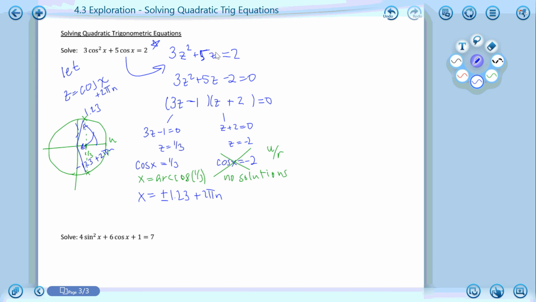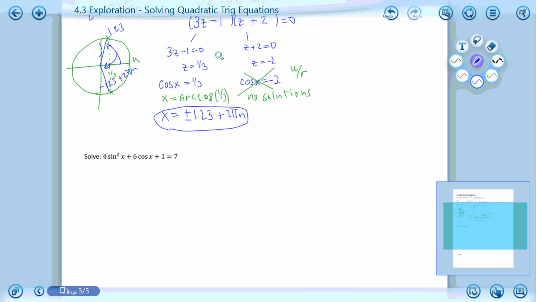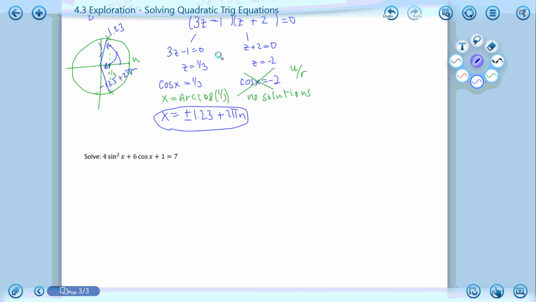Now, the second problem that we have here has another extra wrinkle to it, because if I look at the original problem, it's still quadratic. I have a squared and a linear term, and it's still trigonometric. I have sine, but I also have cosine. And this is the problem, is that I can't use the strategy that I used in the first problem here when I have some sine and some cosine.